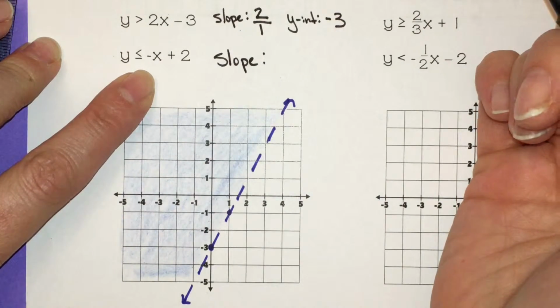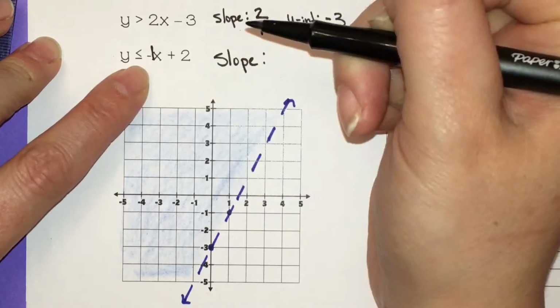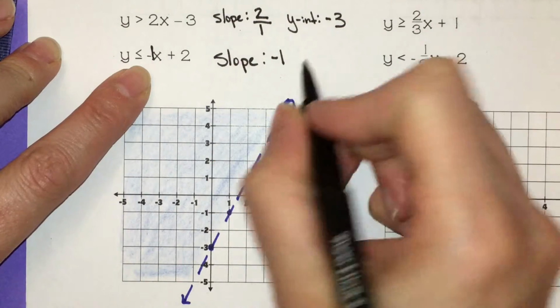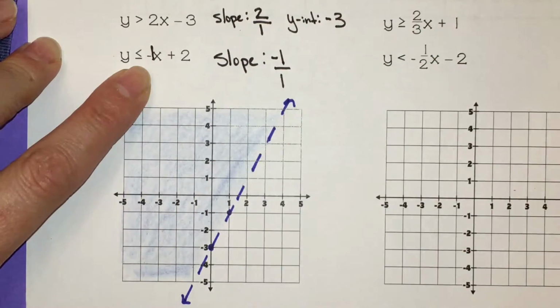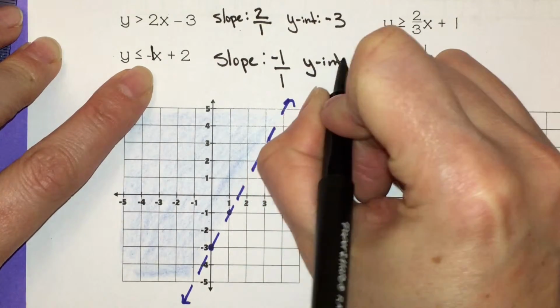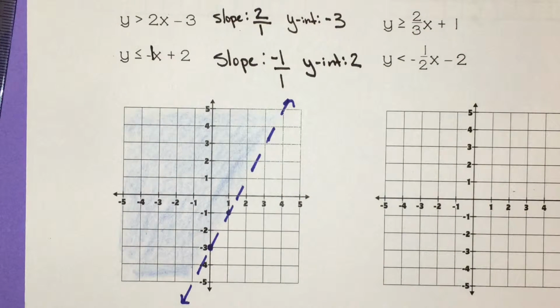Well, there's a negative multiplied by x, but anytime you have an x, you have at least one x. So it's actually -1. We're going to put it into a fraction by putting a +1 below it. My y-intercept is what's added on, that +2. So now we're going to graph.